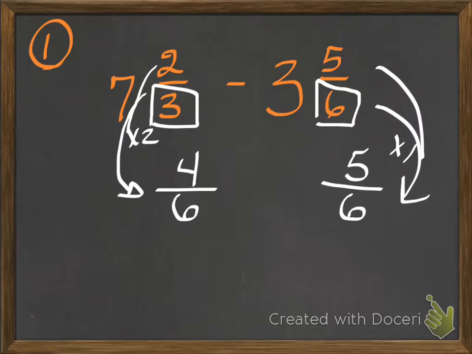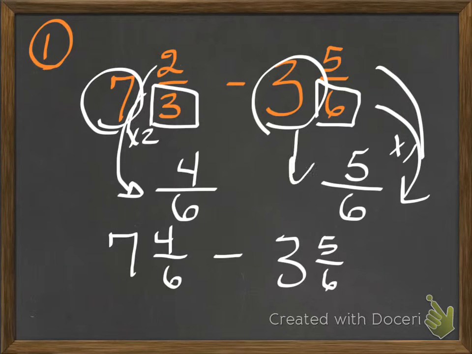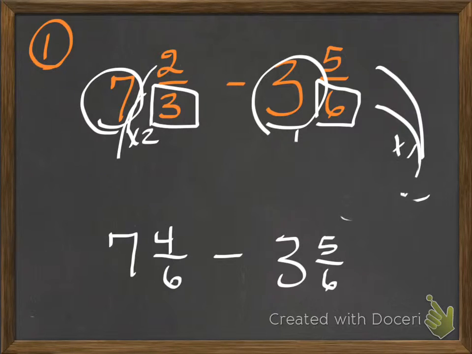Now I can put the whole number back on there. So I'm going to have 7 and 4/6 minus 3 and 5/6. So I just took that whole number and put it back on there. Okay, I'm going to erase a little bit because I'm running out of room. So now I have 7 and 4/6 minus 3 and 5/6. I have the same common denominator. That's what I needed. Now, I think I'm going to rewrite that.